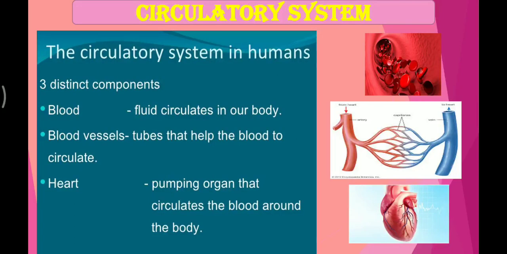What do you mean by fluid? Fluid is nothing but liquid and gas mixed, it becomes fluid, thick. Blood. Fluid circulates in our body. Blood vessels, tubes that help the blood to circulate. You know, for example, you can think water has come from the tank, it has to come to your house. So how does it come? Through a pipe. If you say water as blood, the pipe is the blood vessel here.